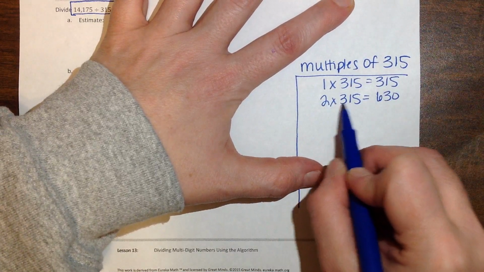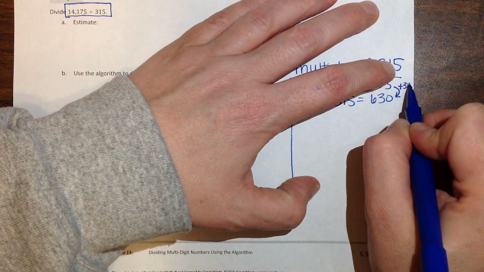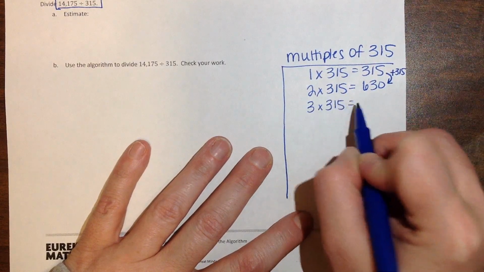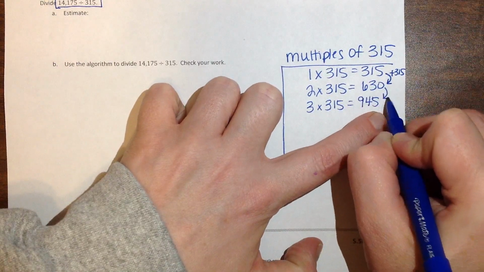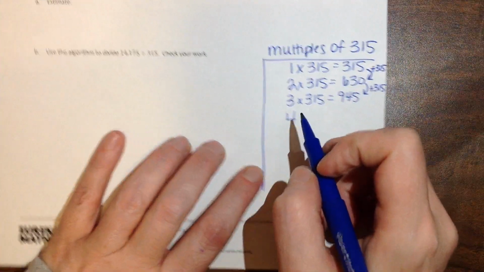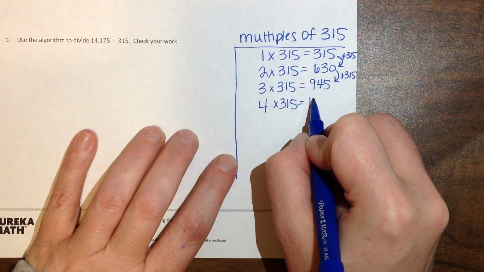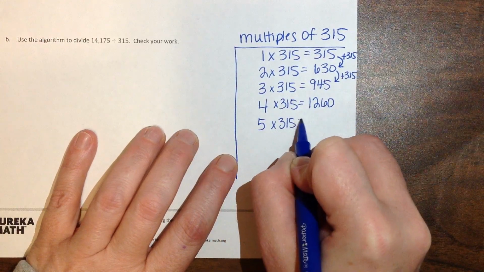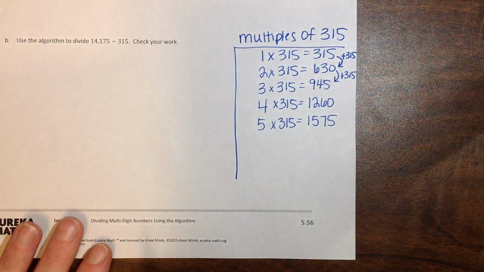Again, you can use your multiplication, or you can simply add 315 each time. Choose the way that works best for you. 3 times 315 is 945. Again, same as 630 plus 315. 4 times 315 is 1,260. 5 times 315 is 1,575. And I'm going to stop there.